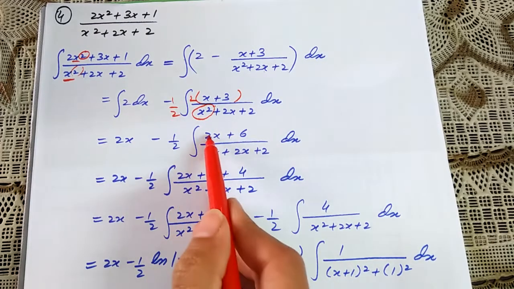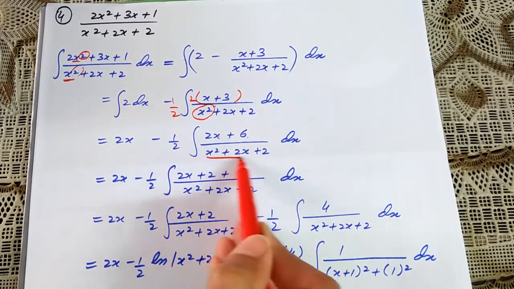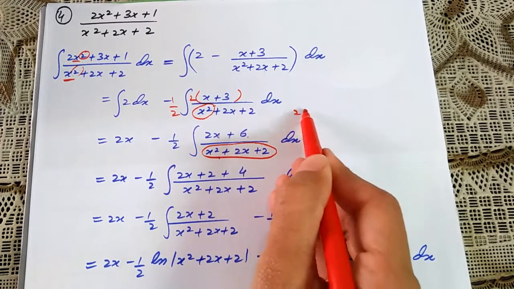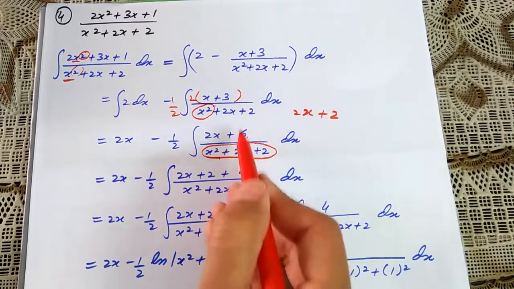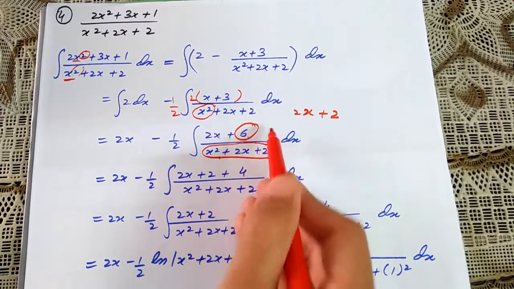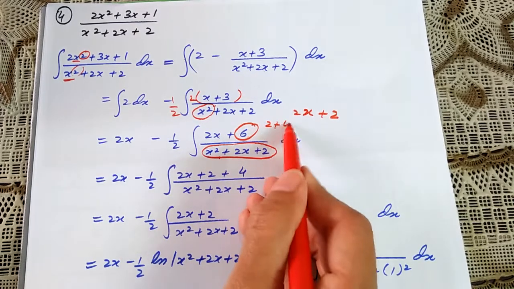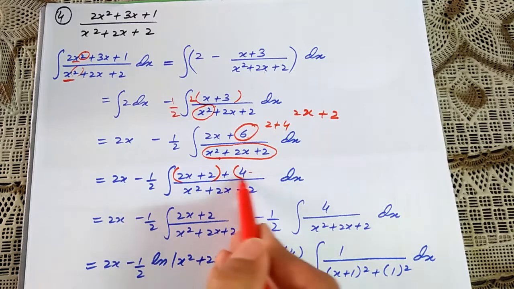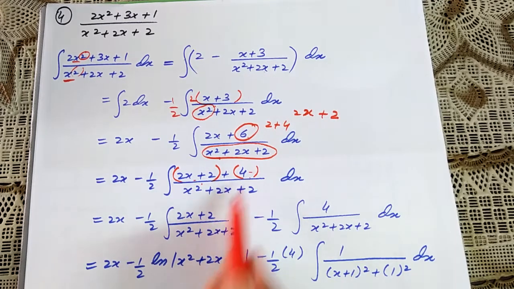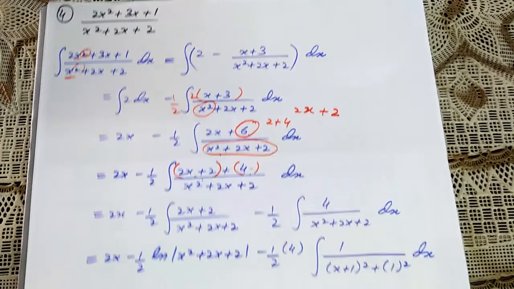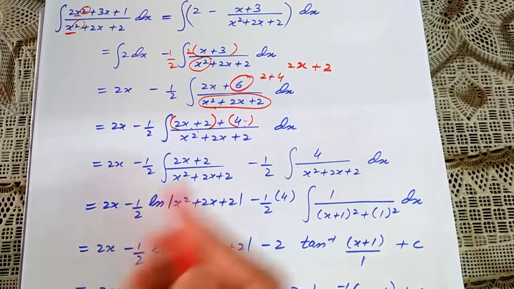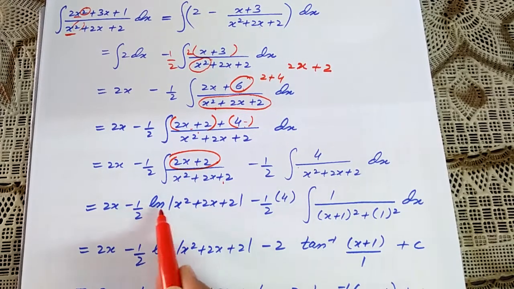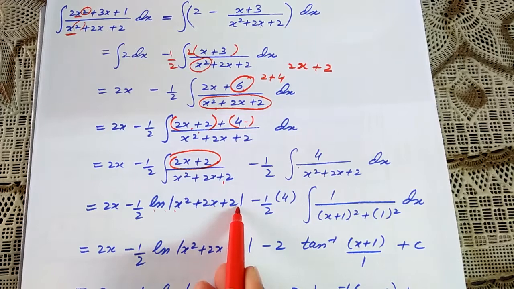So I got 1 by 2, 2x plus 6. Now consider this whole thing and take its derivative. Its derivative is 2x plus 2. So I can make here 2 by writing it as 2 plus 4. Now consider this one as a separate and this one as a separate function. Just split it into two parts like this. After splitting it into the two parts, you see the numerator is the derivative of this denominator. So it can be written as ln this denominator.